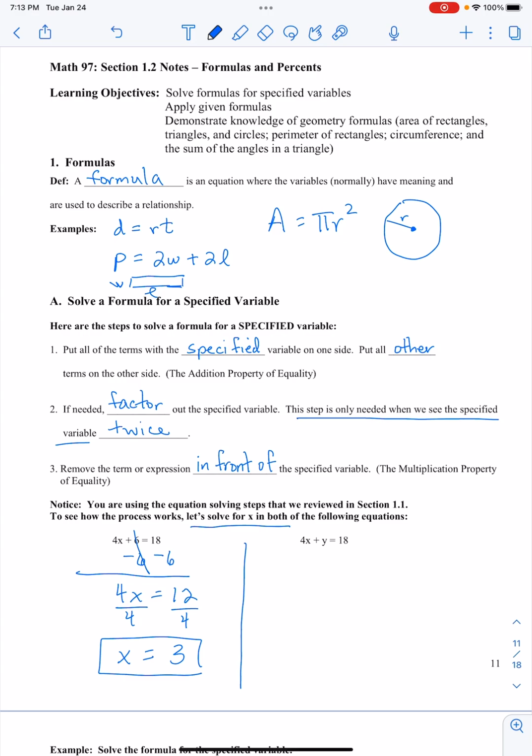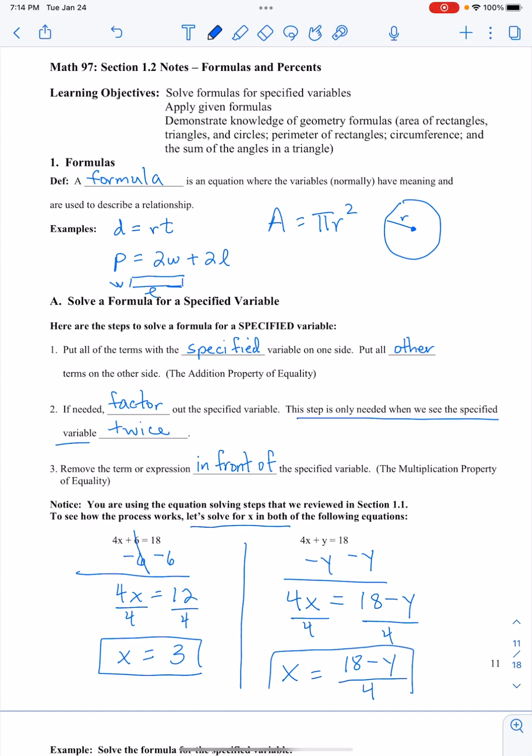Now on the other side, 4x plus y equals 18, we're still going to do all the same steps. If there's any expression over with 4x, it first must be moved. So plus y is undone by subtracting y from both sides. We're trying to isolate the expression with the x. Now y cannot be subtracted from 18, so we can write 18 minus y. We divide both sides by 4, and we get x is equal to 18 minus y, all divided by 4. So we did the same exact steps, and we again have x isolated by itself on one side.